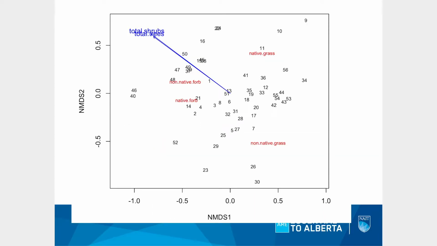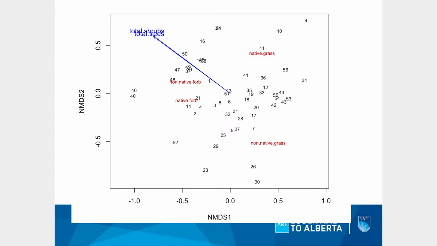Another way to look at the same thing is to dump this all into an ordination and then look at the species community changes. So we're not looking at species, but these vegetation groups. Non-native grasses are clustering over here. High native grass covers are clustering over here. Non-native forbs and native forbs are going in the same direction, and our total shrub and total tree densities are going in this direction with our forbs, both native and non-native.